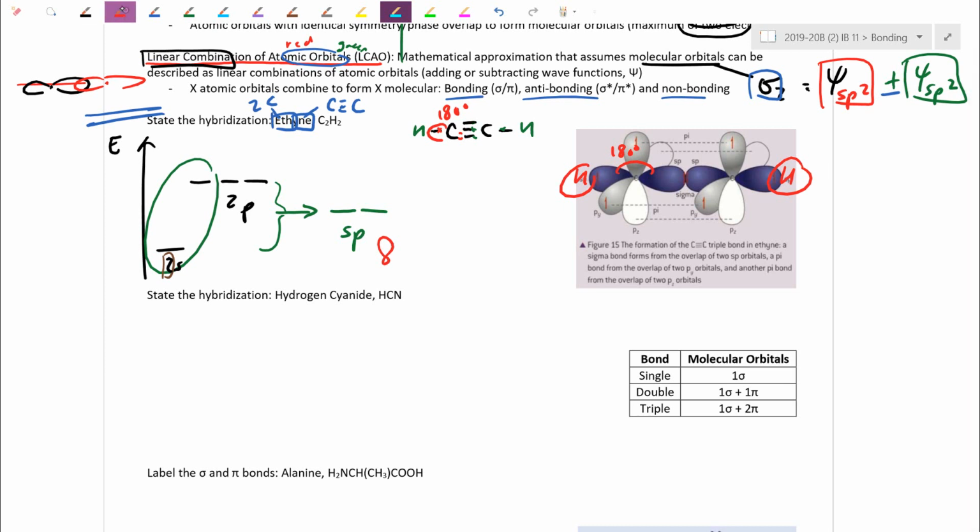So in this case, we have an sp2 that's purposely pointed towards another sp2. I'll draw it on the side here. That overlap is in between the 2 centers. We refer to that as a sigma molecular orbital. So at least one of these bonds here is a sigma. Where do the other bonds show up?